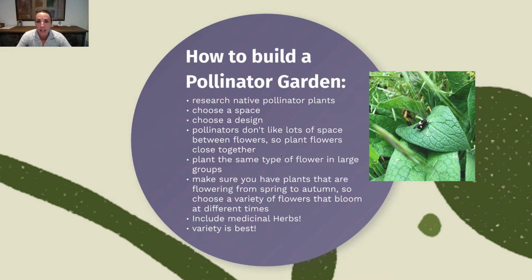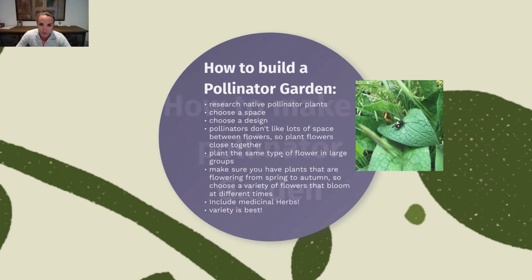And like I said, variety is best. No one wants to live on just almond trees, right? No one wants to live on just cookies. As lovely as that sounds, we wouldn't survive, and neither would the pollinators. They need a variety. So variety is best as much as you can. Plant in large clumps of the same flower, make the flowers close together, and you're good to go.